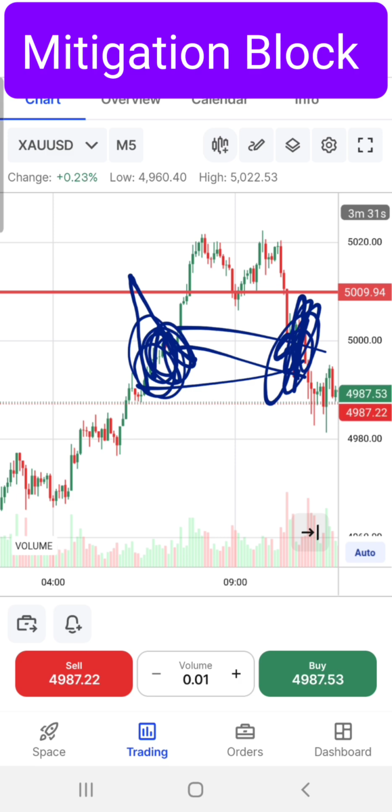So that is what we know as a mitigation block, an area where price failed to print what it was supposed to print, and it is also a possible reversal signal to retail traders, telling us that institutions have begun taking their profits.